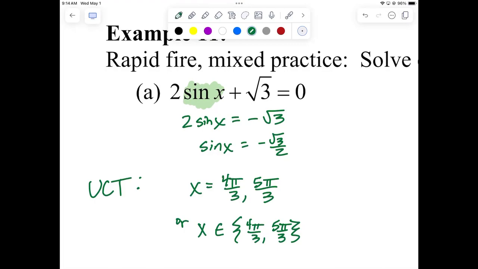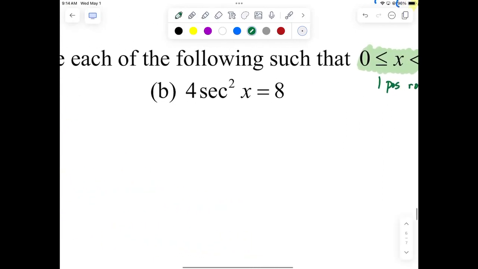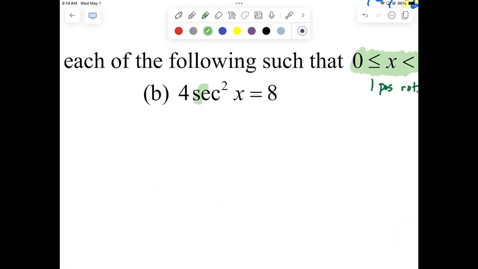Okay, so that was rapid fire. That wasn't too bad, right? We learned a little something though. Just because it's equal to 0 doesn't mean we want to keep it equal to 0. We got to solve for the individual trig function. Okay, how many trig functions do I have in this equation? Just one, right? So do I want to get it equal to 0, or do I want to solve for secant squared?